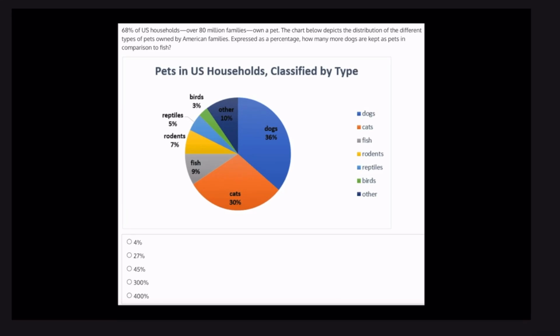68% of U.S. households, over 80 million families, own a pet. The chart below depicts the distribution of the different types of pets owned by American families. It expresses a percentage, how many more dogs are kept as pets in comparison to fish.